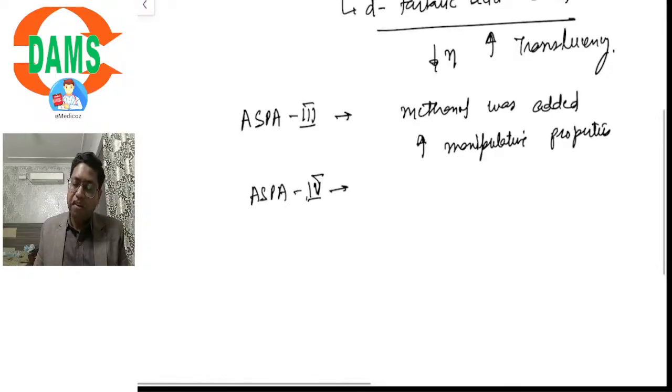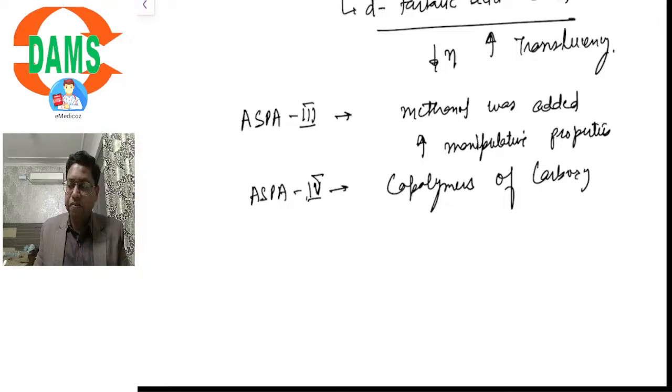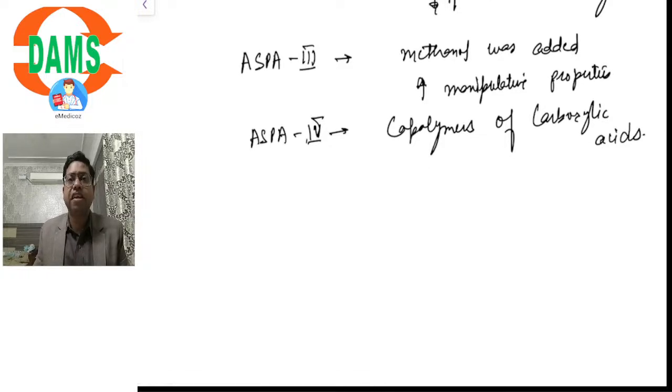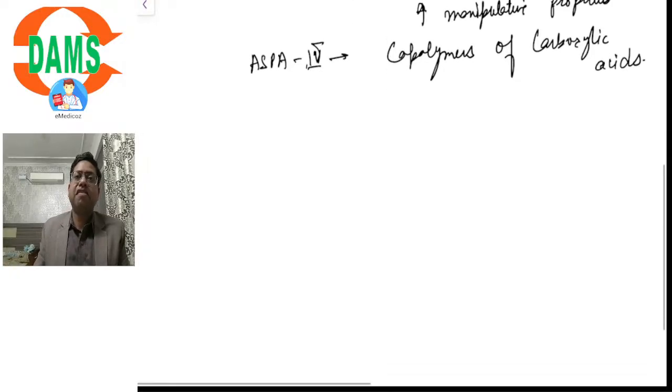ESPA-4 contained copolymers of carboxylic acids, like itaconic acid and maleic acid. So, apart from the principal component, polyacrylic acid, some copolymers of carboxylic acids were present that further enhanced properties like working time, setting time, etc. of the cement. These were the initial cements designated as ESPA, the first forms of glass ionomer cements.